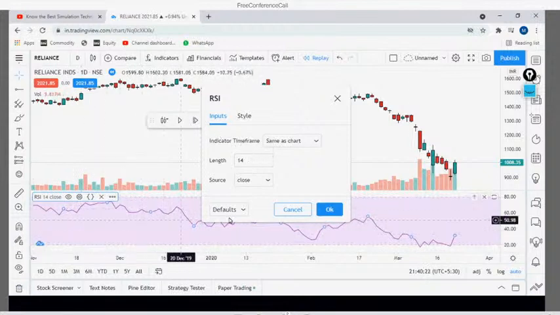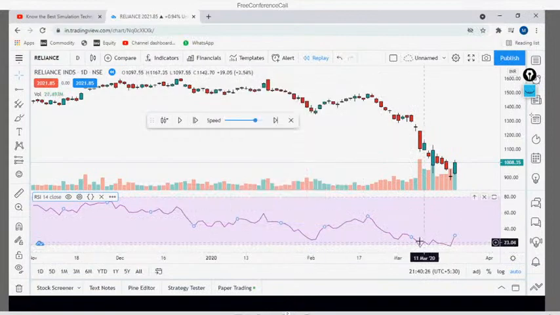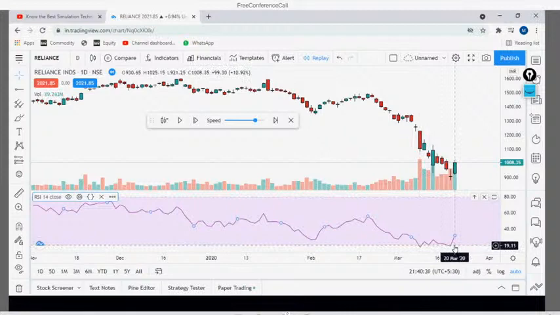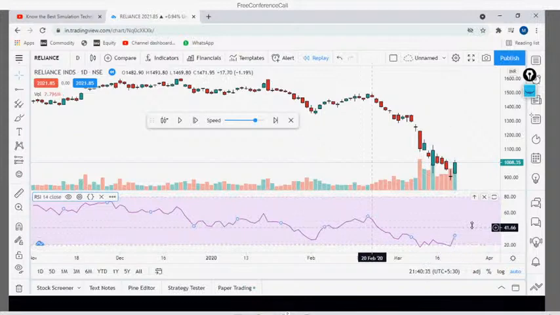If you change this one, it will automatically change this. So that is why don't go with the concept of overbought and oversold. That is why I always say avoid using indicators. Okay, so this is one of the ways you can test your strategies.